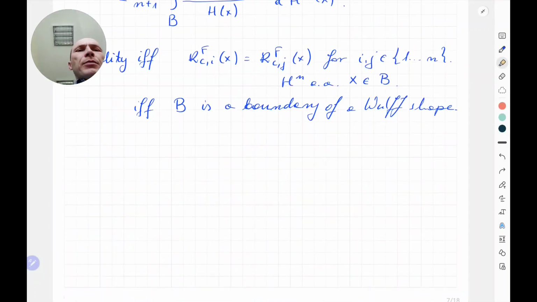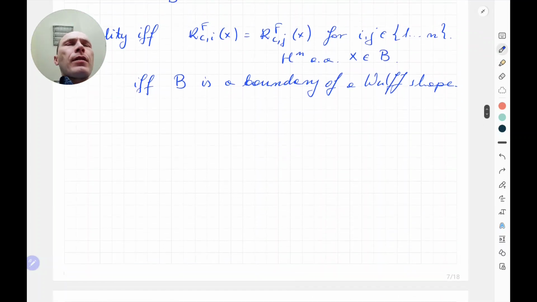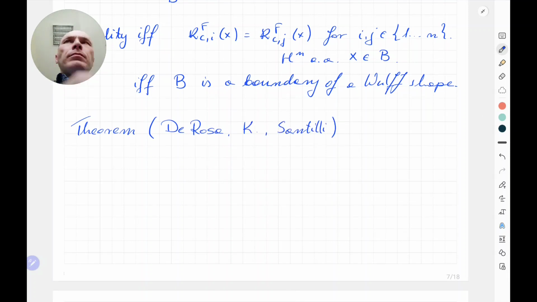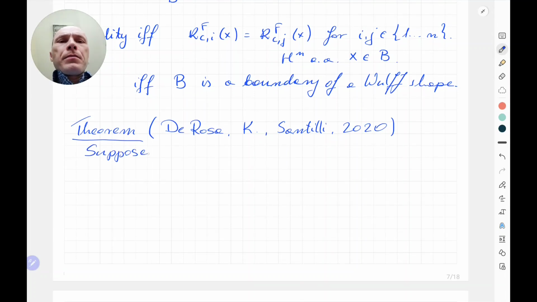Okay, let me state precisely the theorem that I proved with Antonio De Rosa and Mario Santilli. So there is a theorem, by Antonio, me, and Mario. It was proven back in 2010, published in 2010. Okay, we have the following setup. Alpha is a number between 0 and 1.